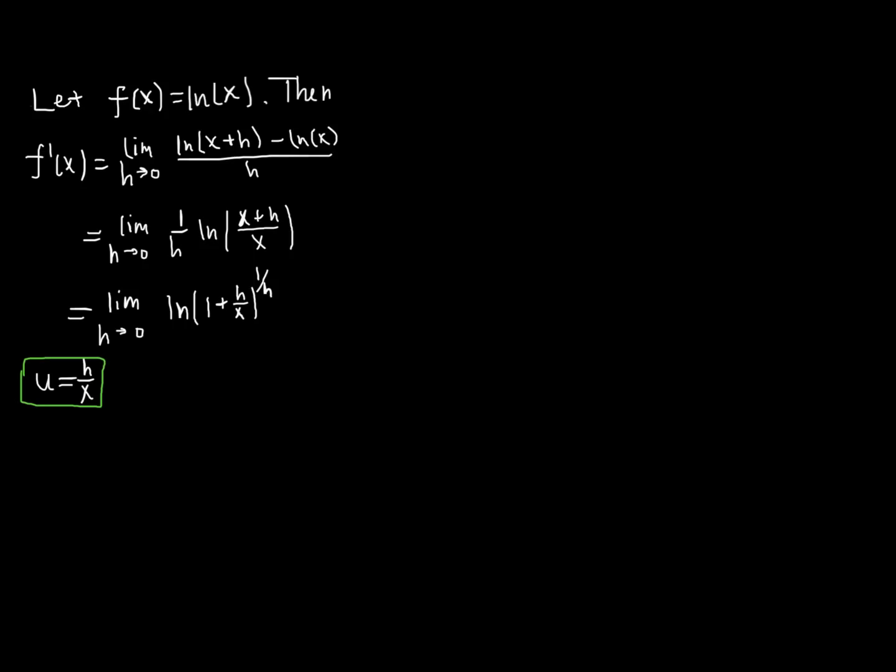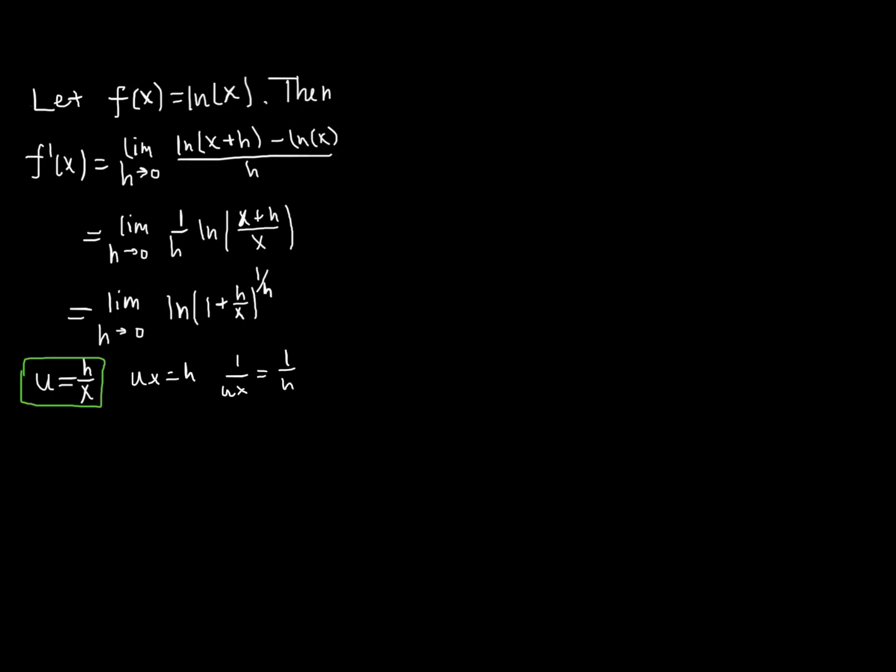So I'm going to have u right here. And then what will 1 over h be? Well, if I solve for 1 over h, I multiply by x on both sides, and then I'll have ux equals h. That means if I invert both sides, 1 over u times x equals 1 over h.